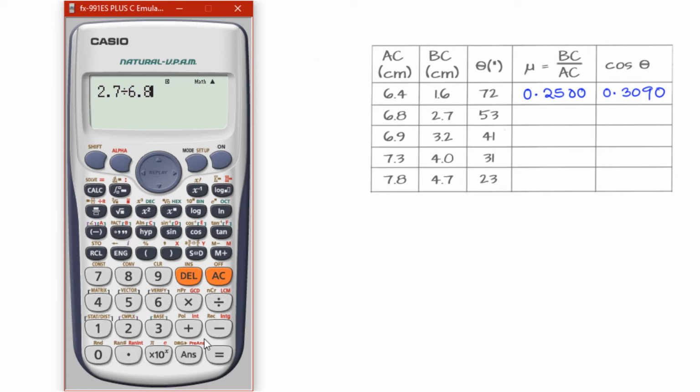So next we have 2.7 over 6.8, that's 0.3971.